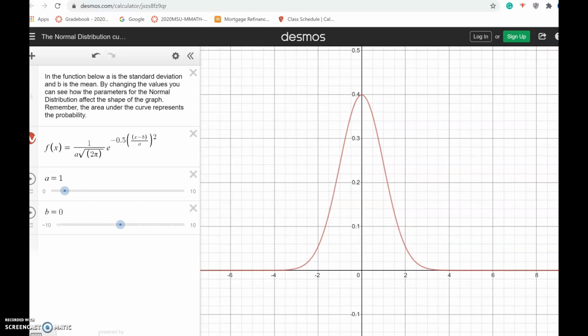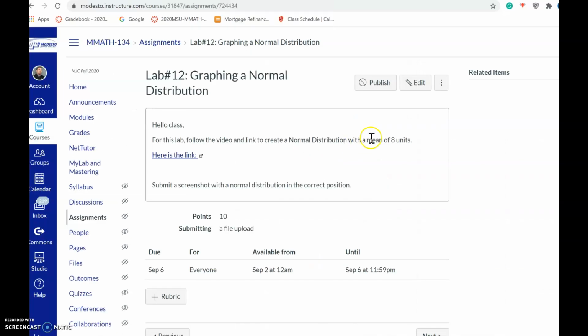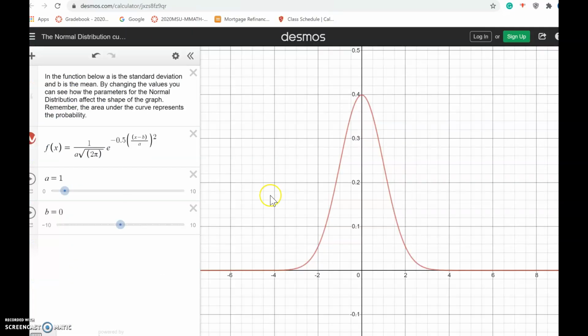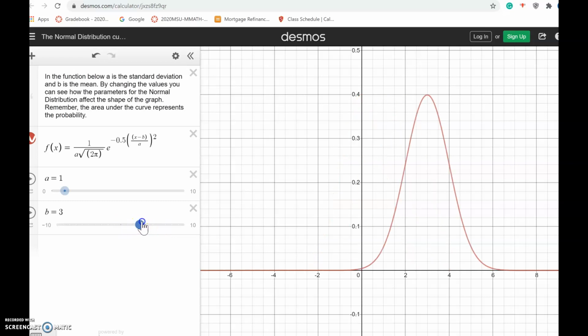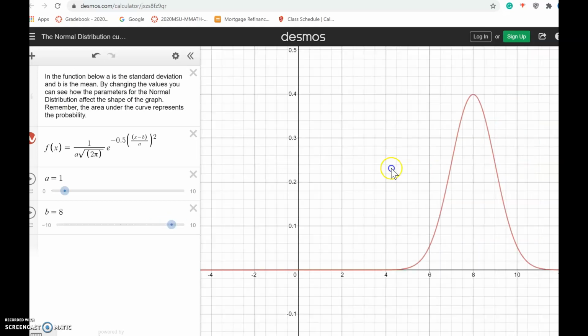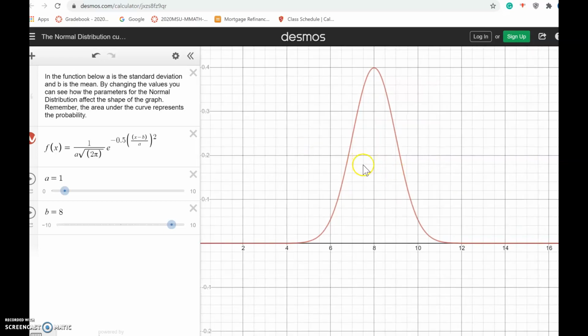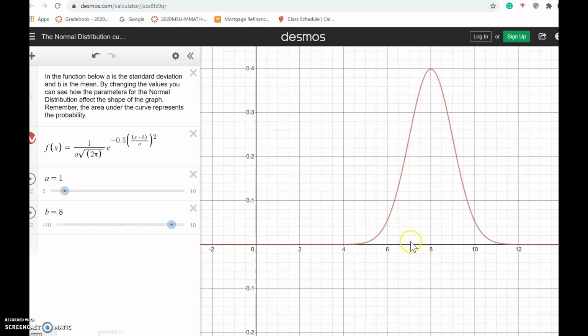And in order to create a normal distribution with a mean of 8 units, basically you just have to do the following. You have to move the value of b all the way to the value of 8. And what that's going to do is it's going to give us a normal distribution with a mean of 8.